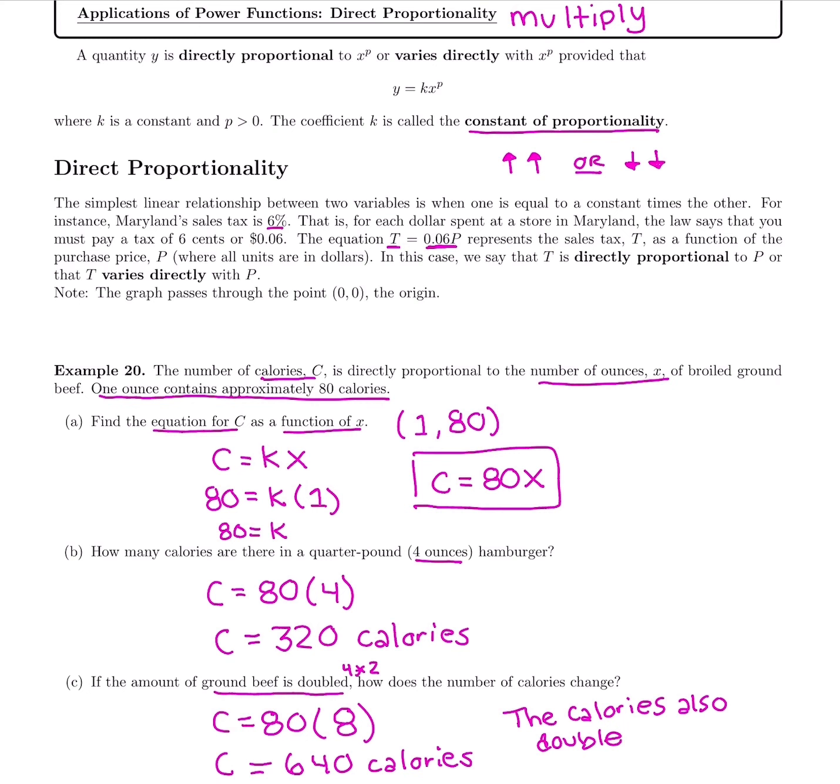Likewise, if we triple the amount, the calories are going to triple. If we say, well, let's have half that amount of beef, we're going to have half that amount of calories. They're directly proportional. If we double the amount of beef, we've eaten double the amount of calories. So we went from 320 calories to 640 calories.